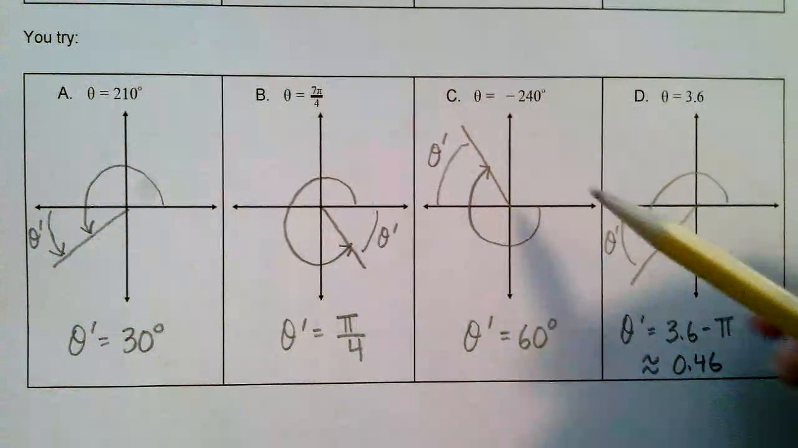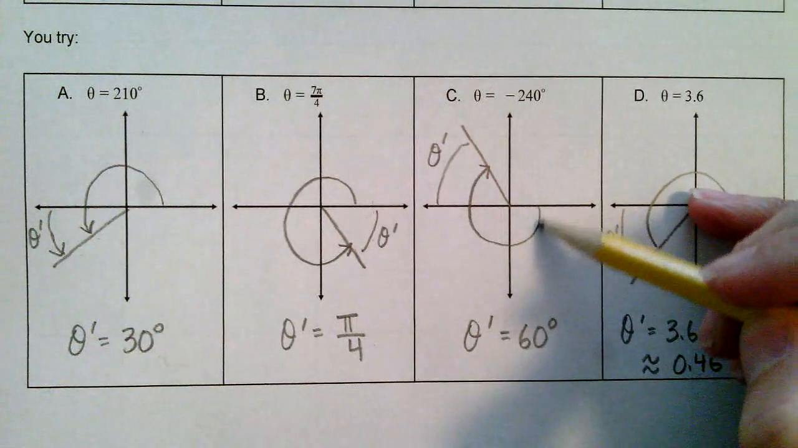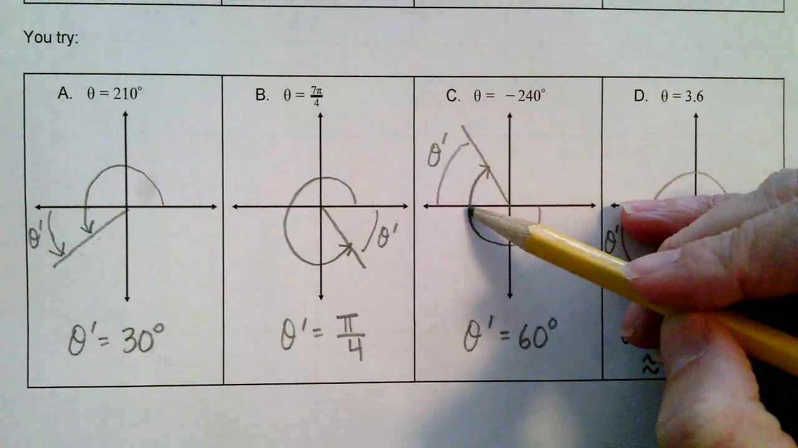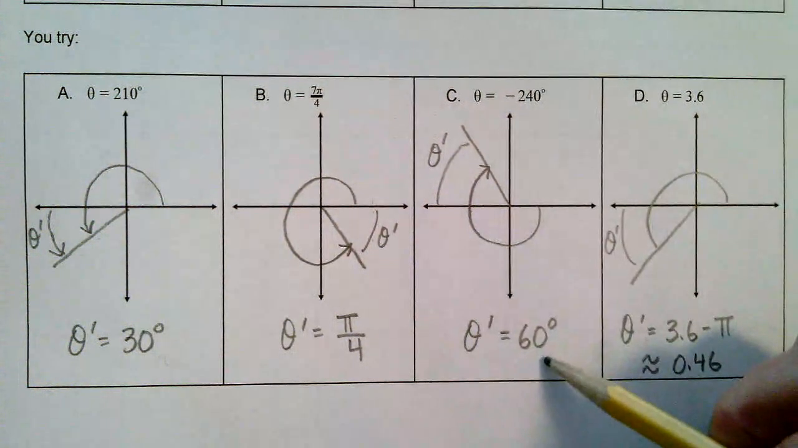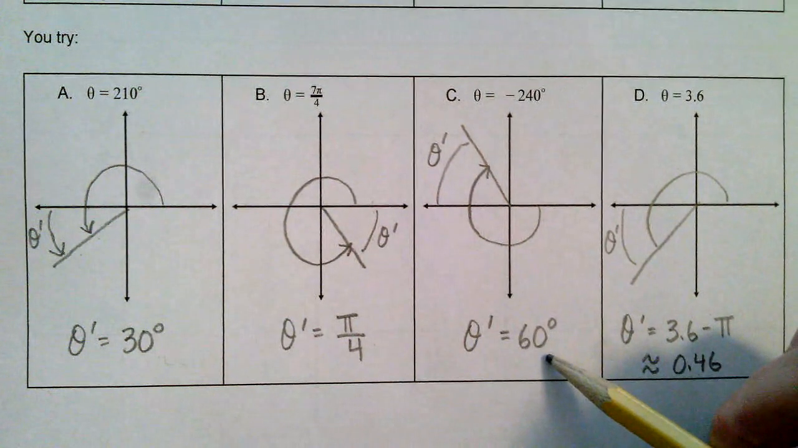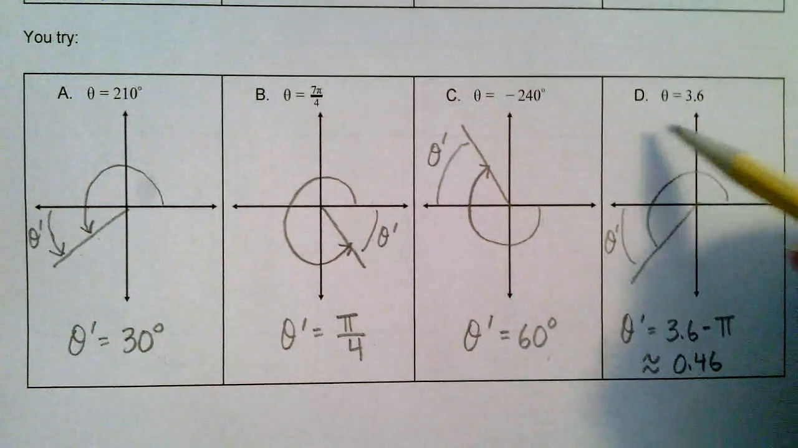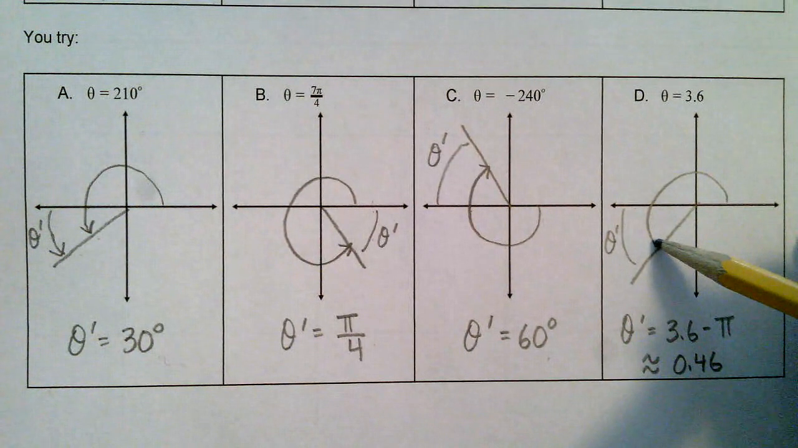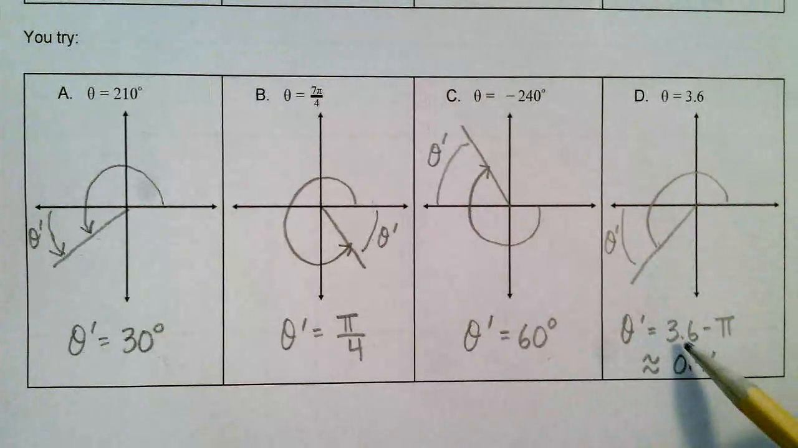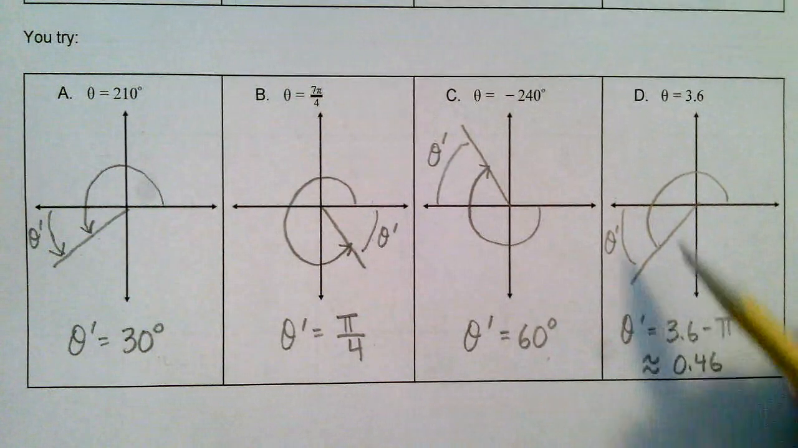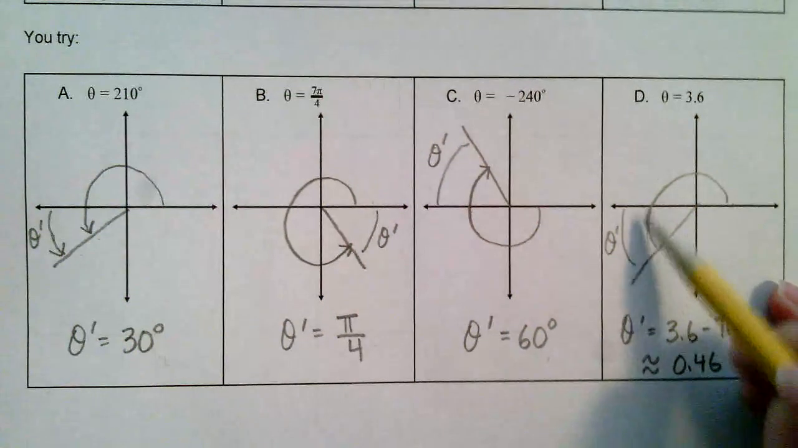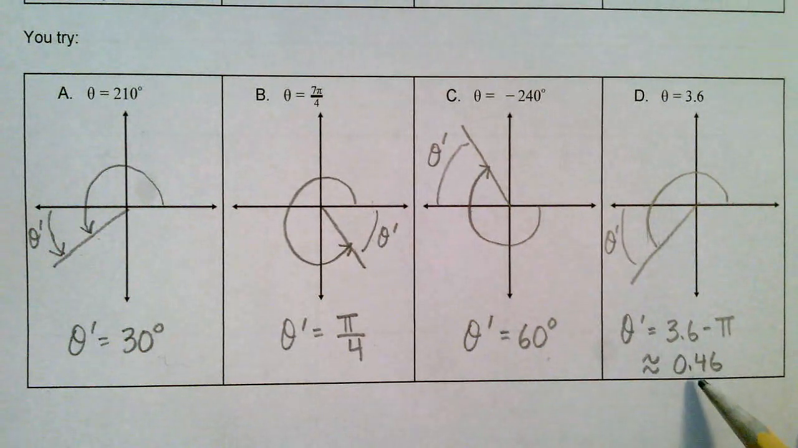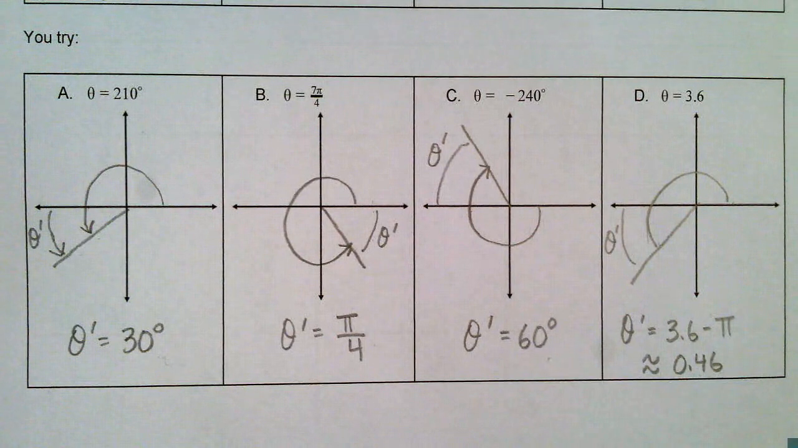Our next one, negative 240. This brings us to negative 180. Going another 60 would get us to negative 240. So that's why this is 60 degrees. 3.6 is bigger than 3.14, right? So we're about right here. And so I do 3.6 and I take away the pi radians to leave me with this piece, and that's approximately 0.46.